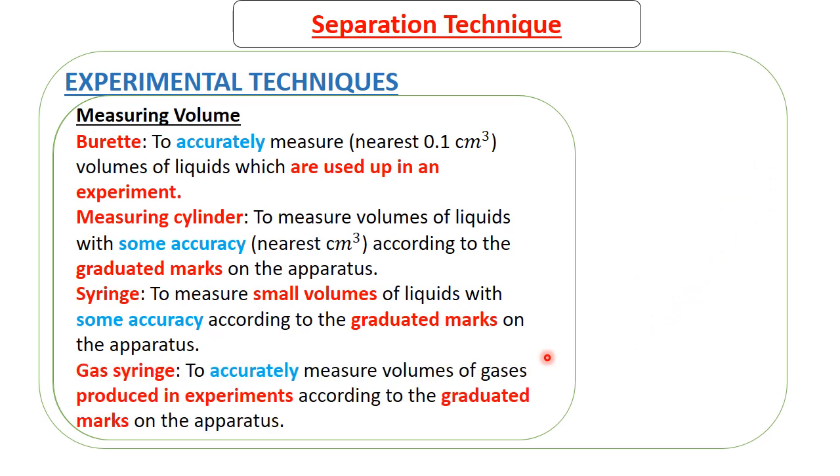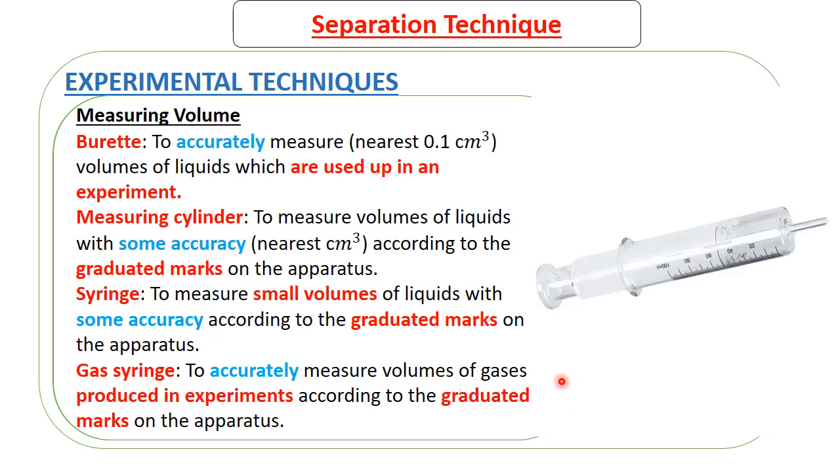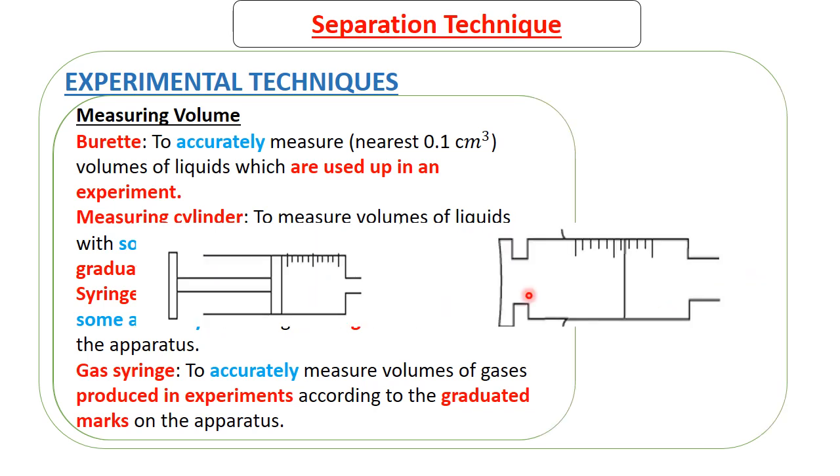Then finally, we have the gas syringe, which is also a syringe, but of course used to accurately measure volumes of gases produced in experiments according to the graduated marks on the apparatus. So if a gas has been produced in an experiment and you want to measure it, you use the gas syringe. And of course, the gas syringe is something like this. You might think that it is the same as the normal syringe, but there is a difference. Let us take a look at schematic drawings that are going to show us the difference.